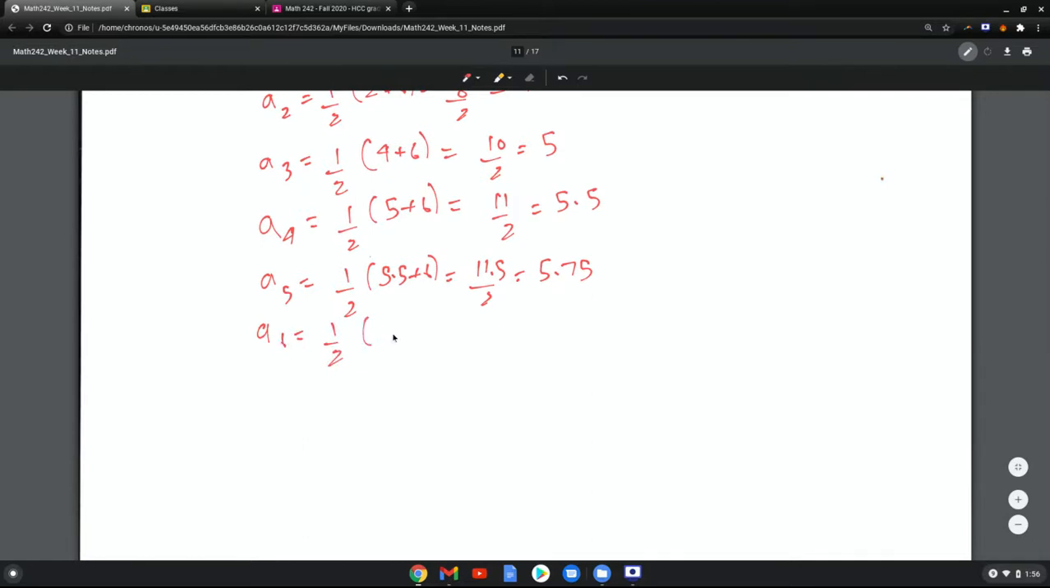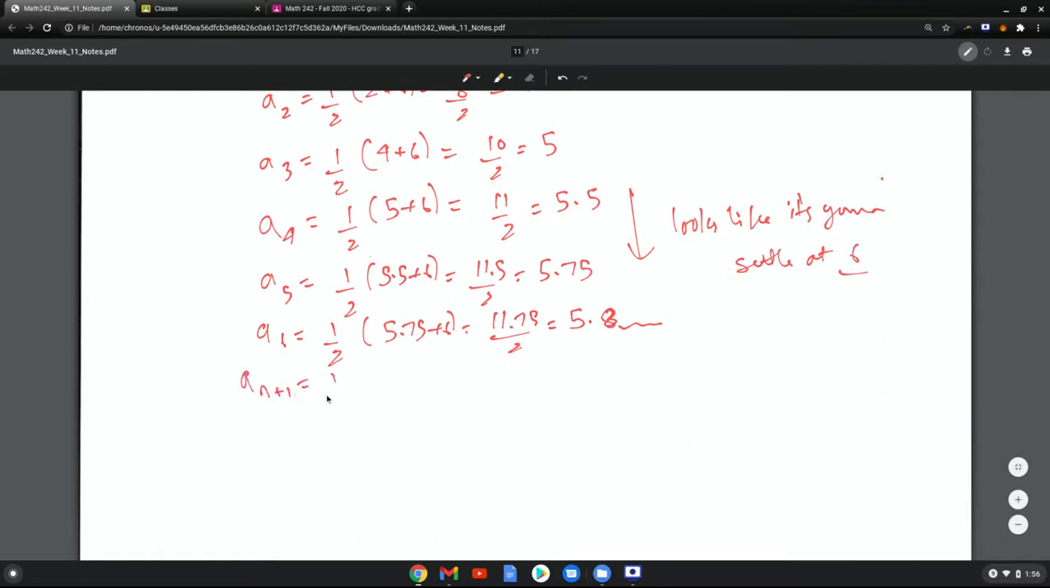a_6 is 1/2 of 5.75 plus 6. So you see what's going on here. What's that going to be? 5.75 plus 6 is 11.75, so 5.8 something. So it's increasing, and it looks like it's going to settle at 6. But what's the way to prove that?